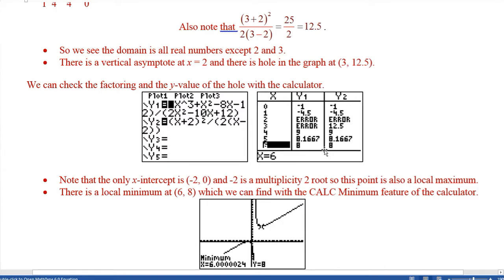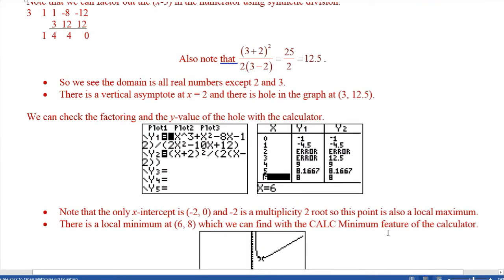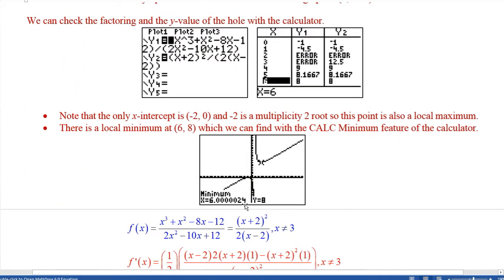Now notice, when is the top equal to 0 but the bottom is not 0? Of course the top is 0 at x equals 3, so is the bottom. That's going to be our hole in the graph, (3, 12.5). But once you look at the reduced version, the things that make the numerator 0 but not the denominator 0, there's only one, it's x equals negative 2. And because that's a multiplicity 2 factor there, it's also going to be a local maximum or minimum. And sure enough, you can see that right here at (negative 2, 0) is the maximum.